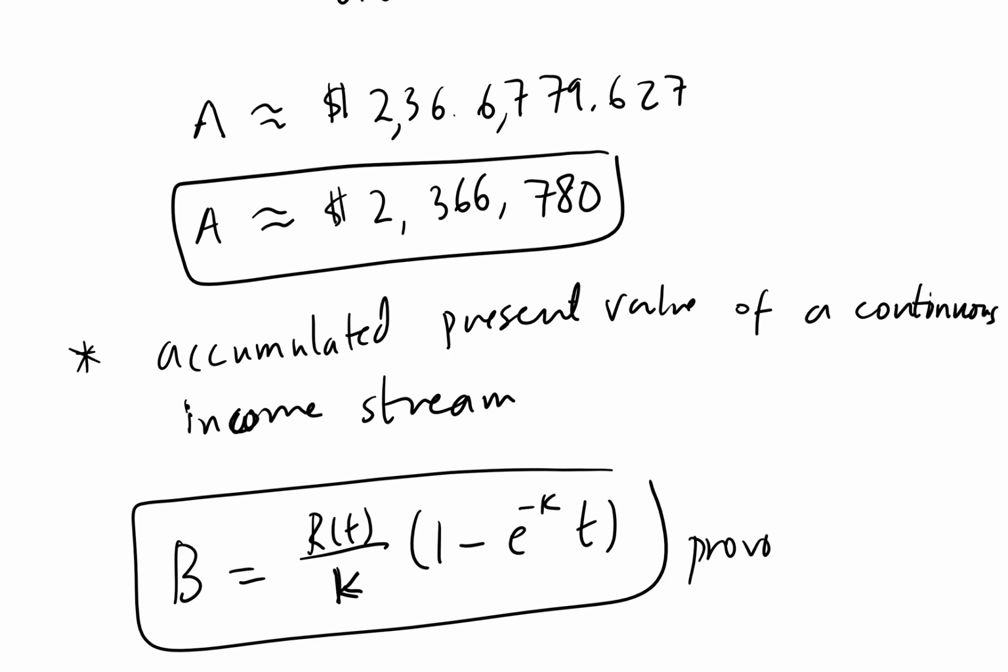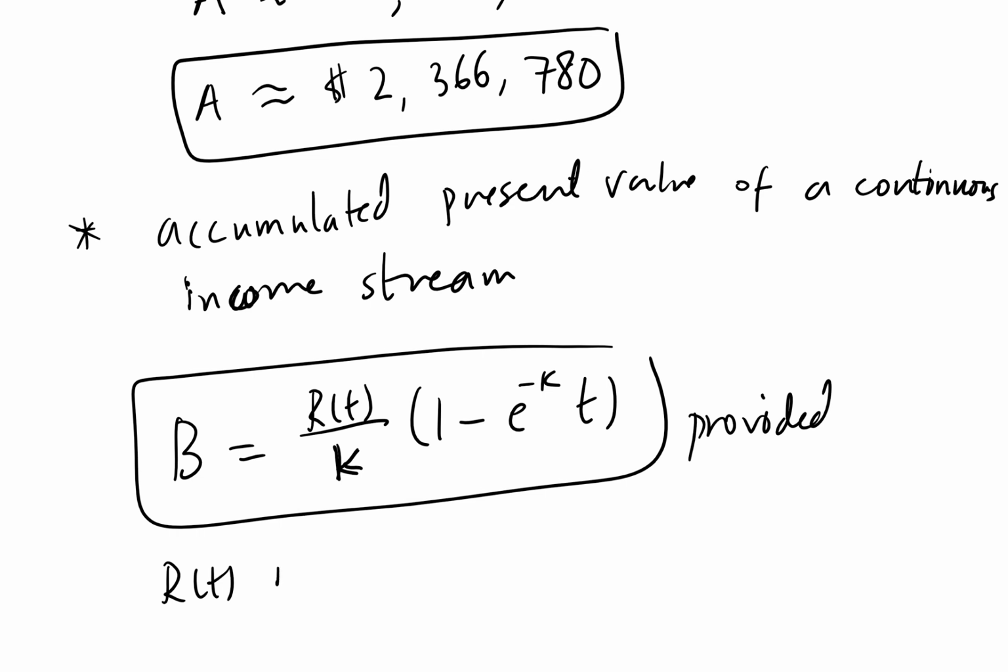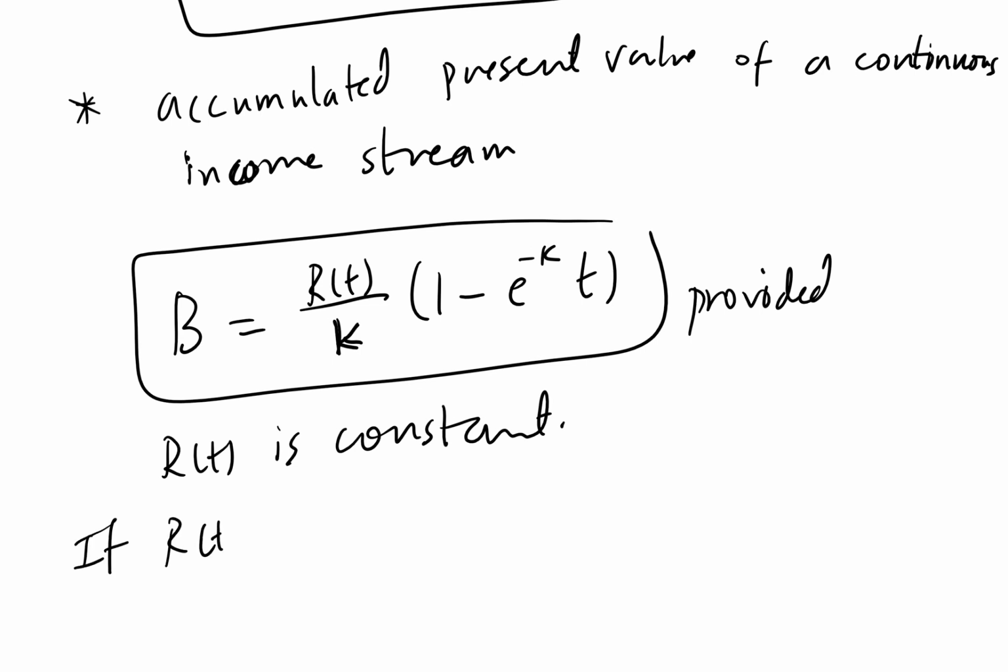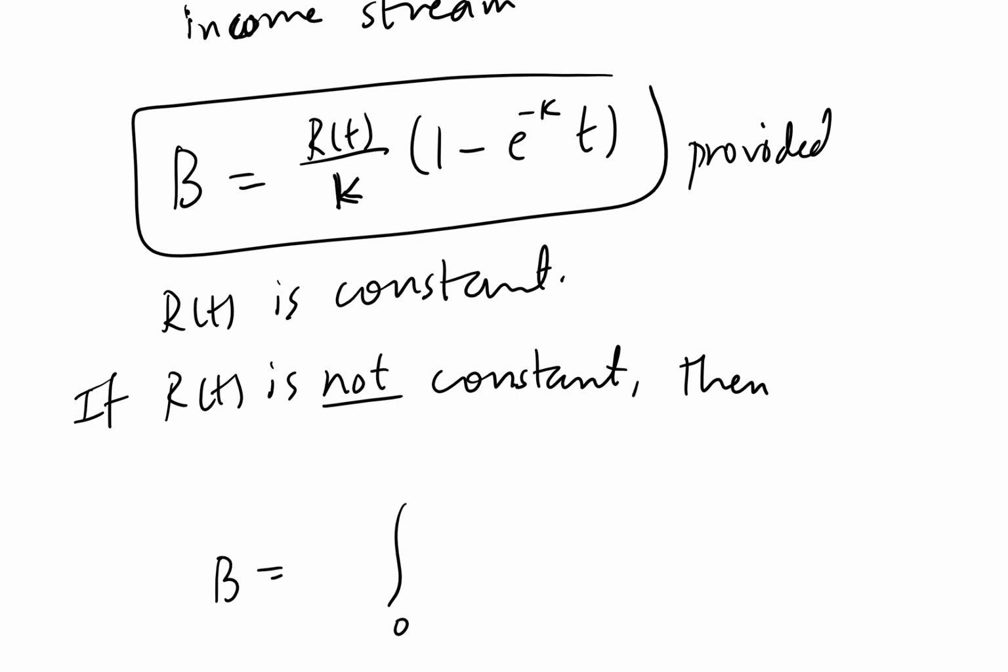Provided r of t is constant. If in case r of t is not constant, then to calculate the cumulative present value of a continuous income stream, we have to use the integral from 0 to capital T of r of t, e to the negative kt dt.